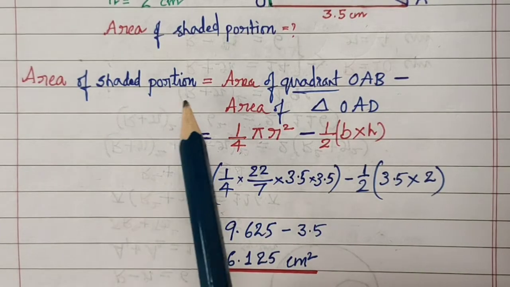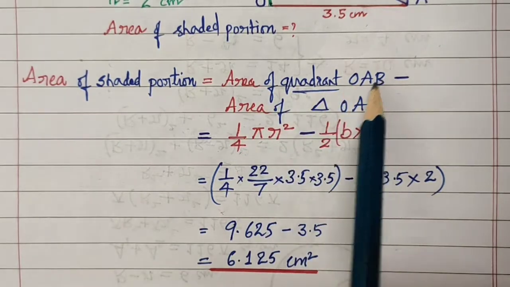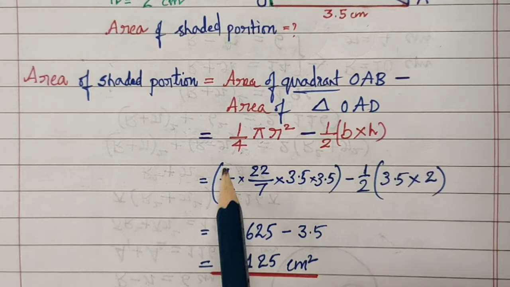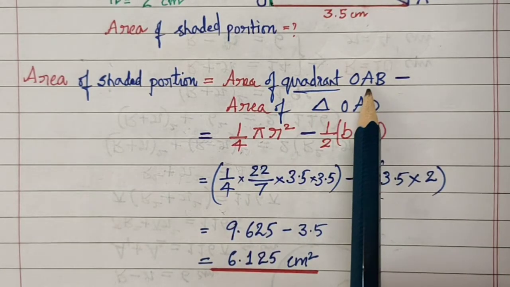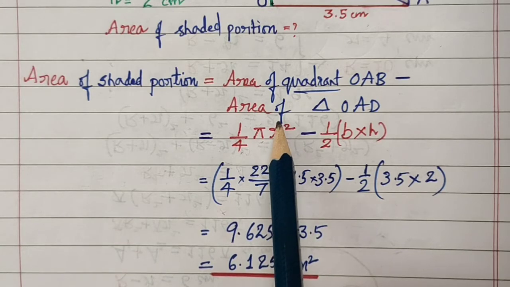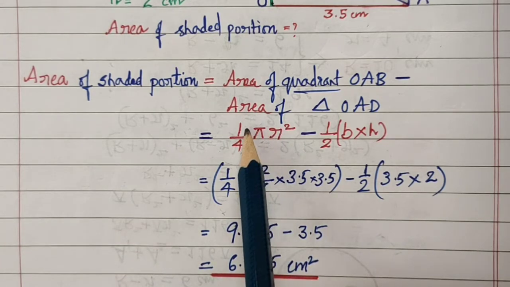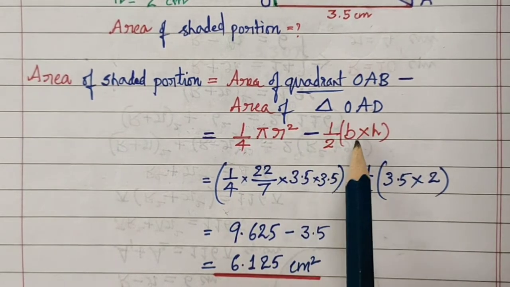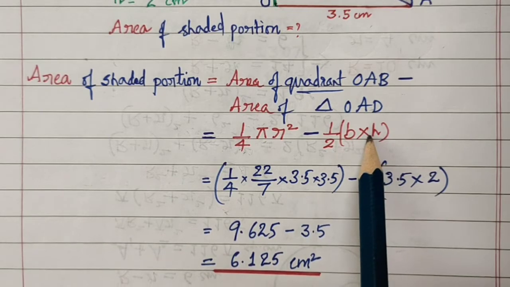Area of the shaded portion is equal to area of quadrant OAB minus area of triangle OAD. Area of a circle is pi r square. We have divided the circle into 4 parts, so to get a quadrant, we divide the area of the circle by 4. Then 1 by 4 pi r square minus half of base into altitude, which is the area of the triangle.